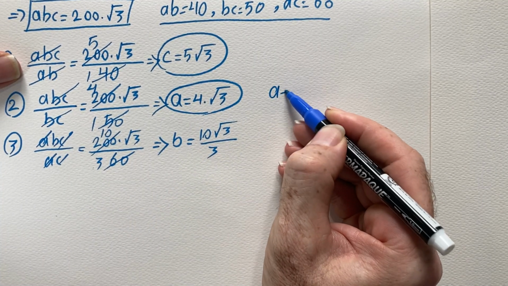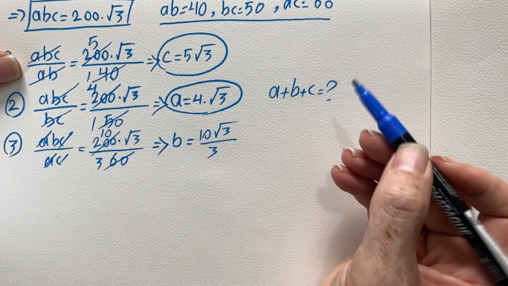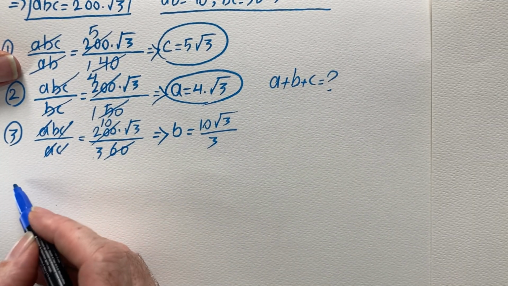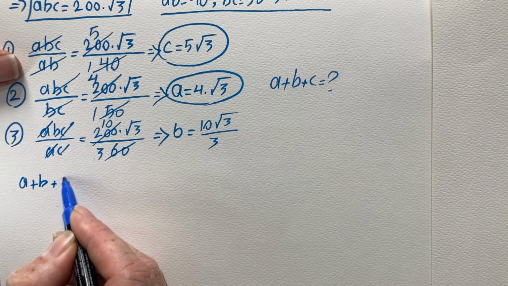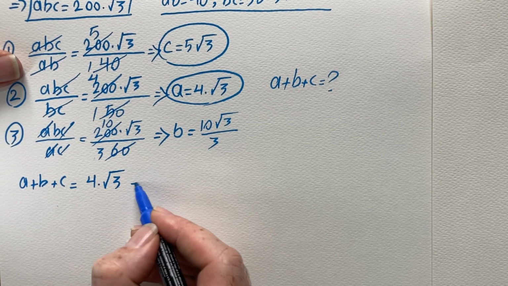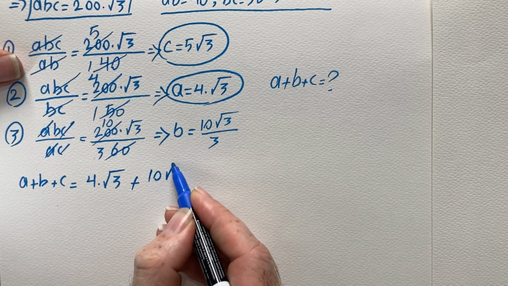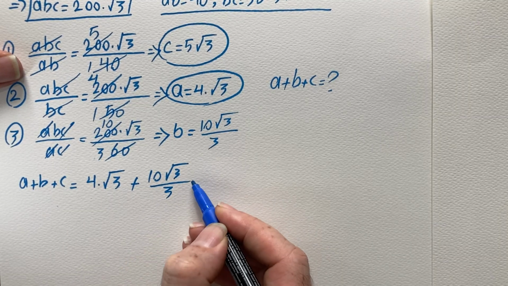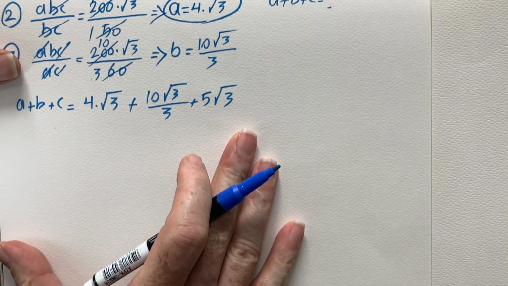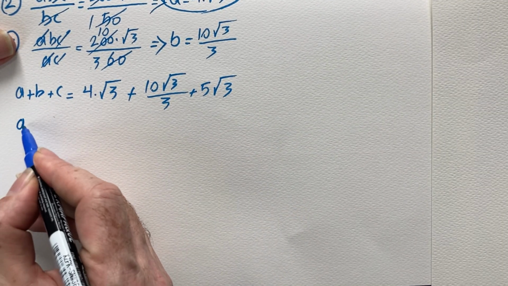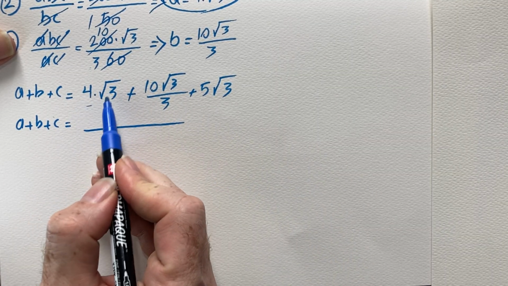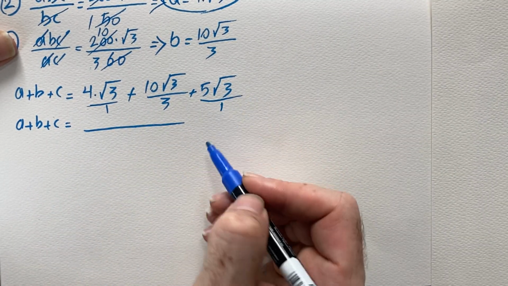We are going to find the value of A plus B plus C. So it is enough. We plug them here and add them together. So let's see what happens. A plus B plus C is going to be the value of A, 4 times second root of 3, plus the value of B, 10 second root of 3 divided by 3, plus finally 5 times second root of 3. How can we calculate this one? The value of A plus B plus C is going to be, look, this is the same as 4 second root of 3 divided by 1. Also this one divided by 1.